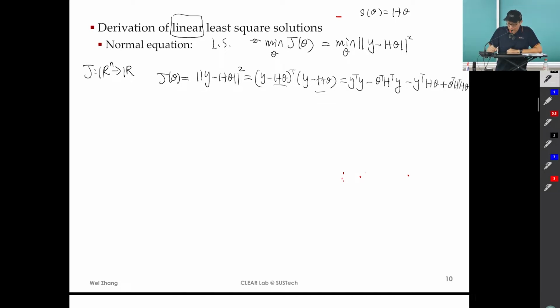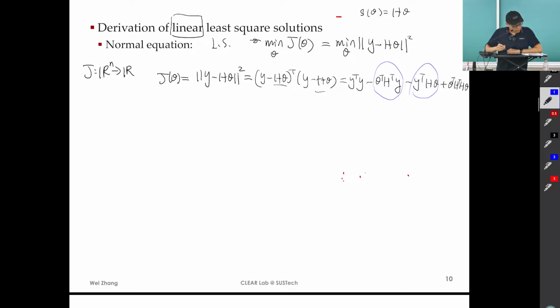Now I'm going to ask you, if you still haven't fallen asleep, what do you think these two guys are? What's the relation of these two guys? These two guys look different. They are transposes of each other. If you take the transpose of one, you get the other.